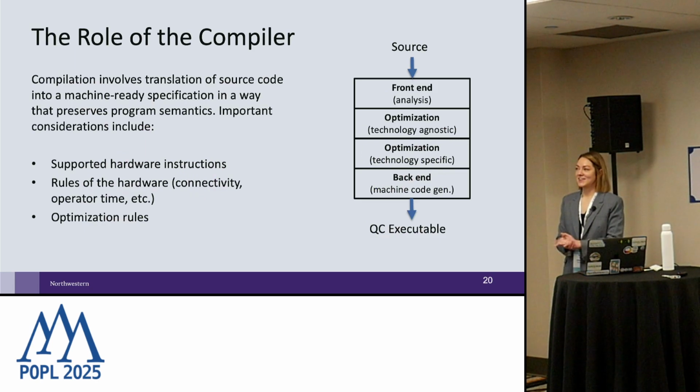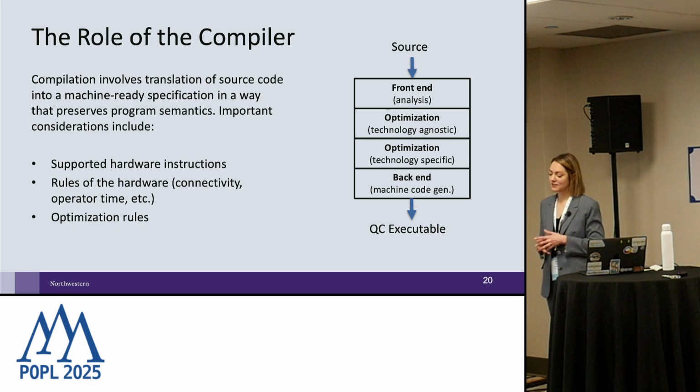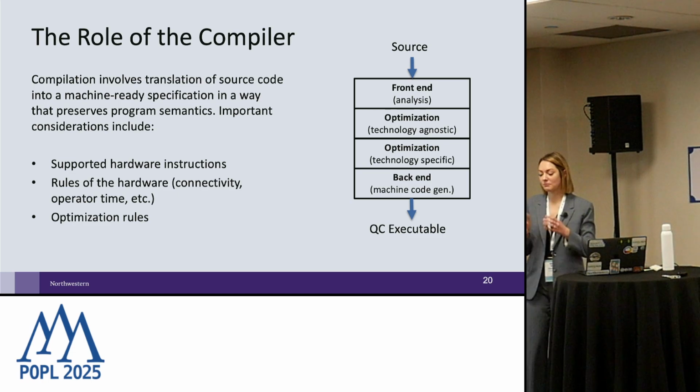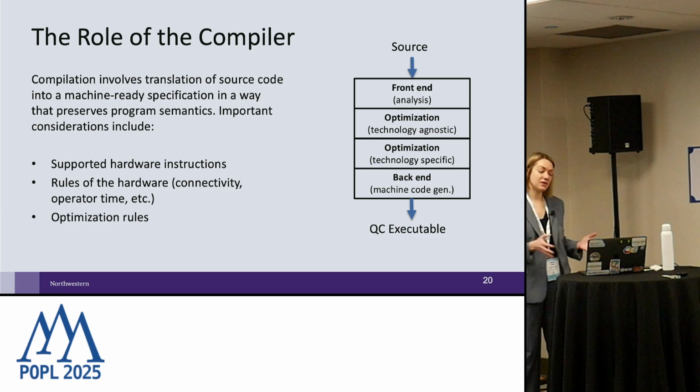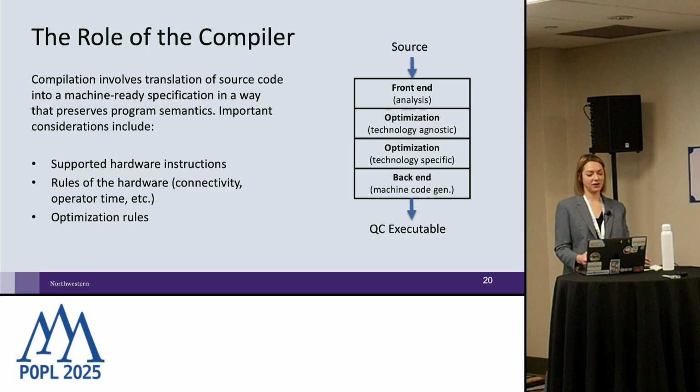So that is the role of the compiler. We have a lot of constraints that we need to take into consideration whenever we're trying to map an algorithm to a piece of hardware. So the compiler can really play a leading role in helping us do that transformation in an automated manner.